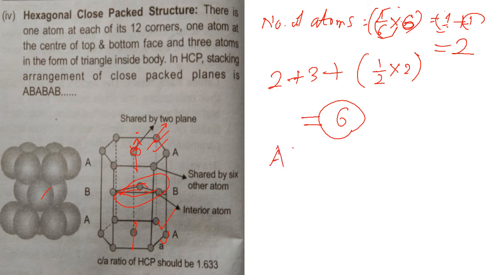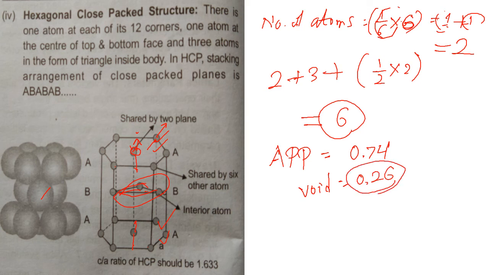The atomic packing factor is the same as FCC, 0.74. Void equals 0.26, meaning 26% is free space and 74% is filled with atoms. Its coordination number is 12, the same as FCC. Thank you.